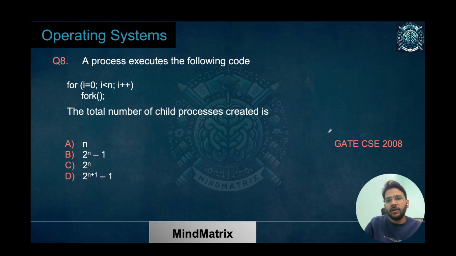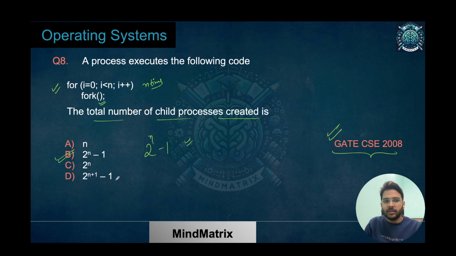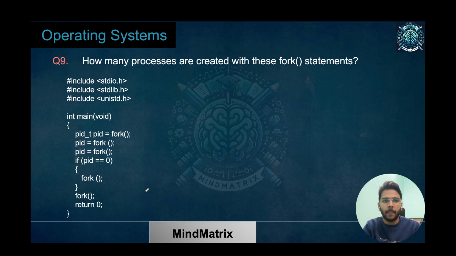Clear? And here we have the previous year question, GATE CSE 2008. So here this for loop is executing n times, and we have one fork statement present inside the loop. The total number of child processes created, I have already explained, is going to be option B, that is 2 raised to the power n minus 1. Clear? These many child processes will be created. If they ask the total number of processes, that is going to be 2 raised to the power n. For child processes, 2 raised to the power n minus 1 is going to be the answer.